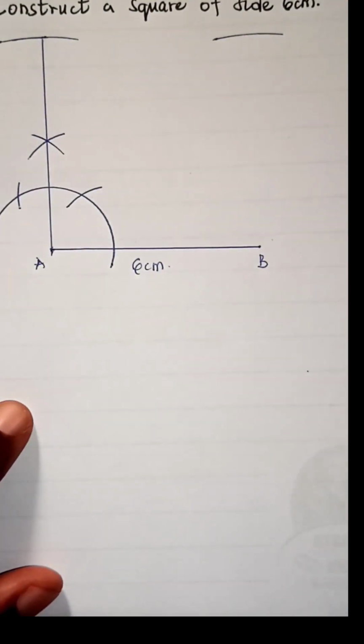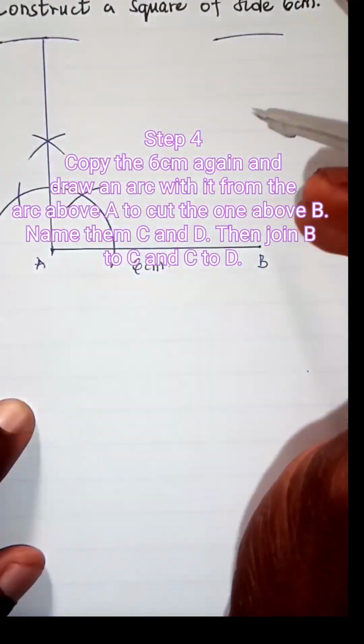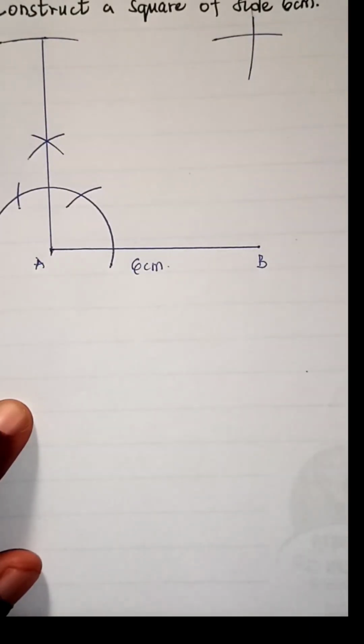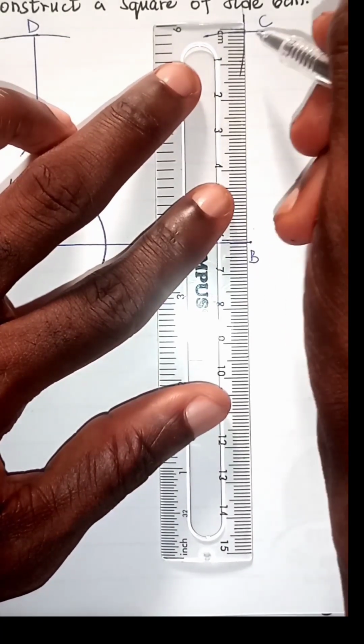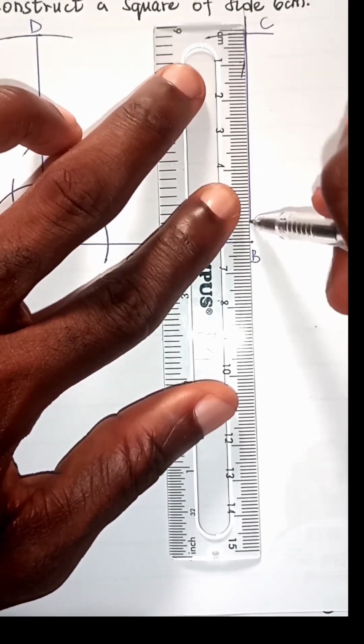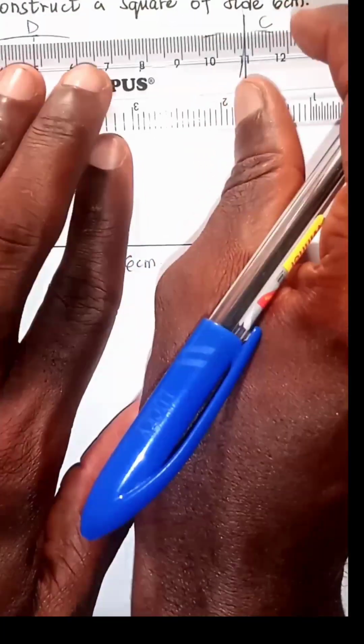Then, from the arc on top of A, draw an arc with the same 6 centimeters to cut the one on top of B. Then call the point C, and call the other one on top of A, D. Then join B to C. Join C to D as well.